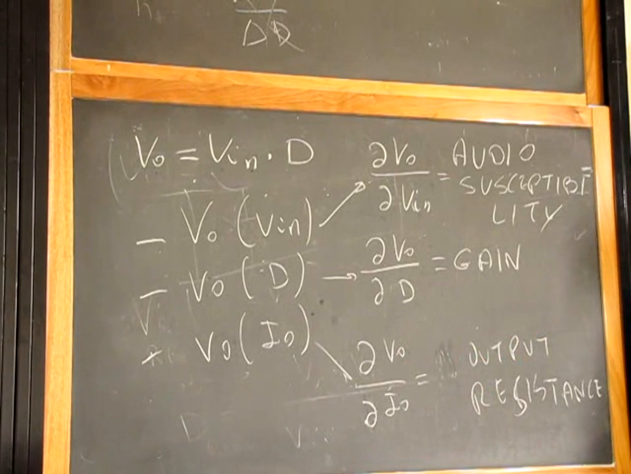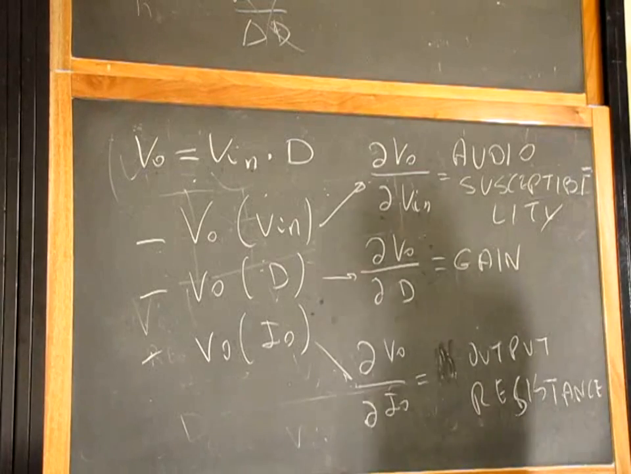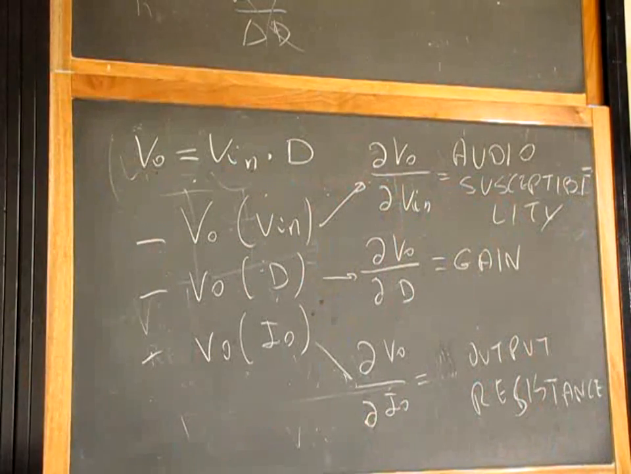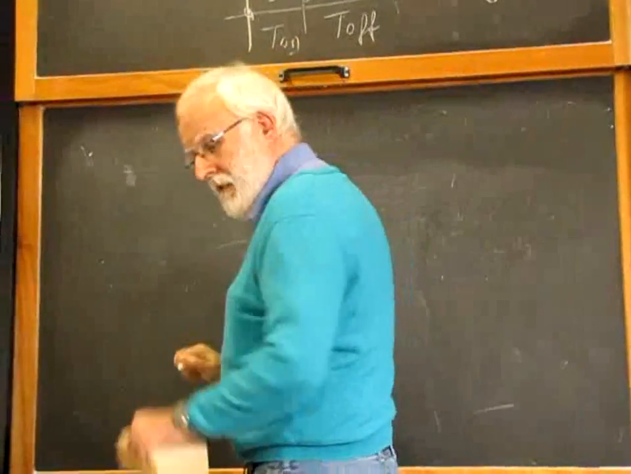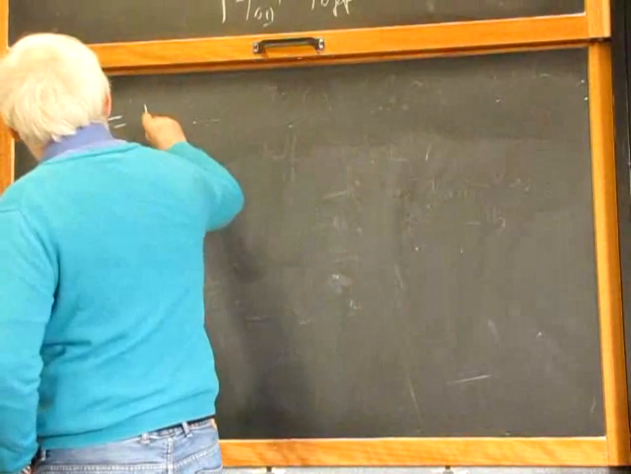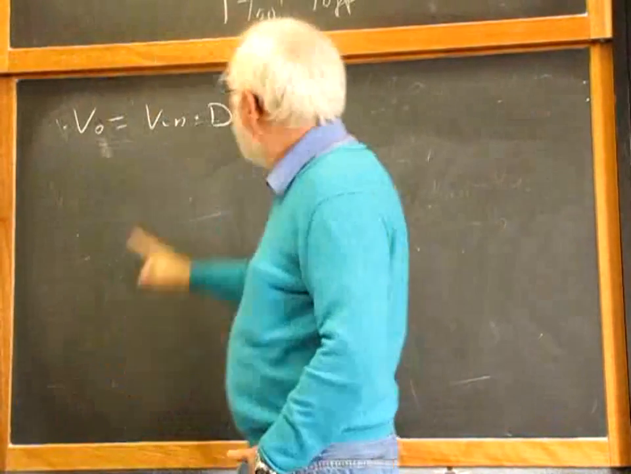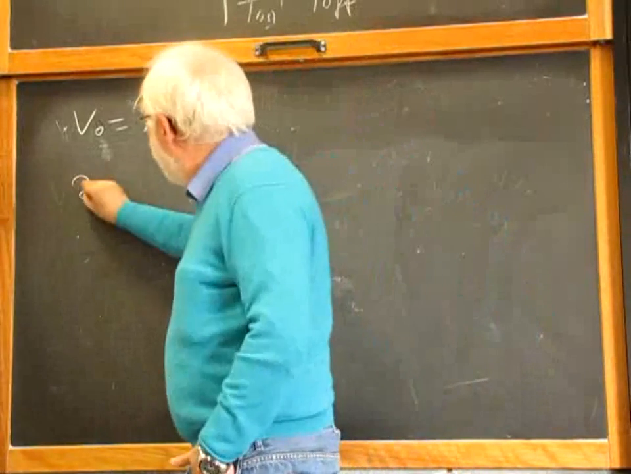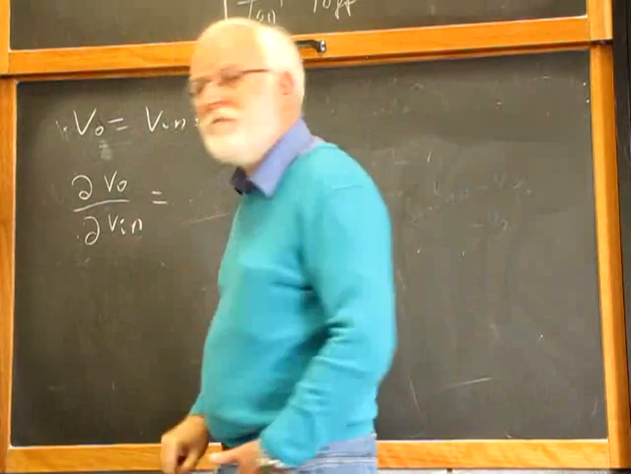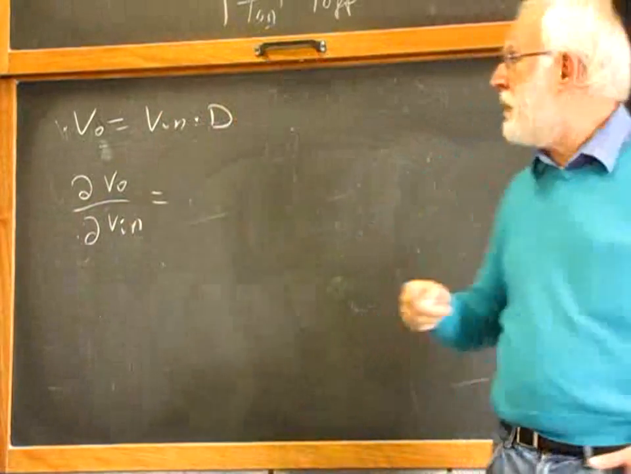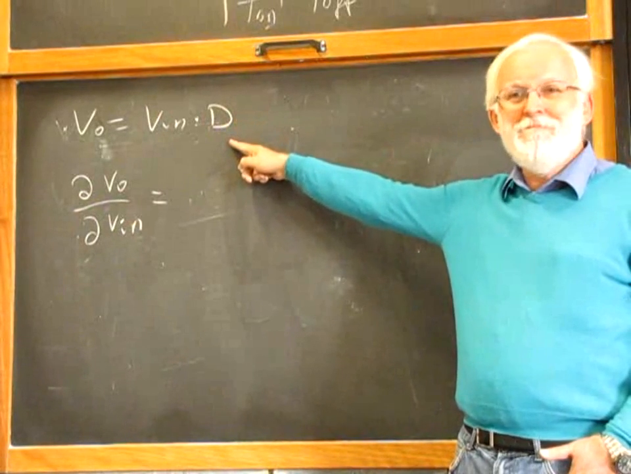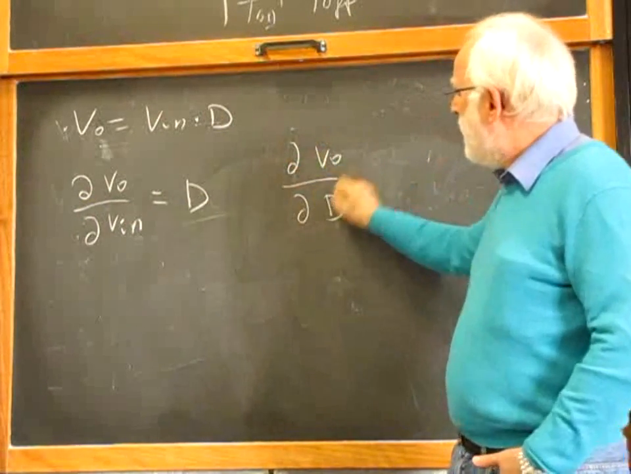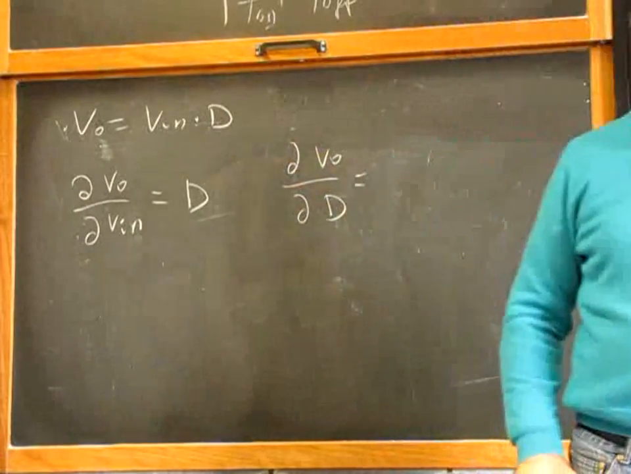Okay, let's see how much those parameters are for our ideal buck converter working in CCM, because that is the only circuit that we know. V naught equals D times V in. If you want to write it down, take the derivative dV naught by dD, the gain of our buck converter is V in.